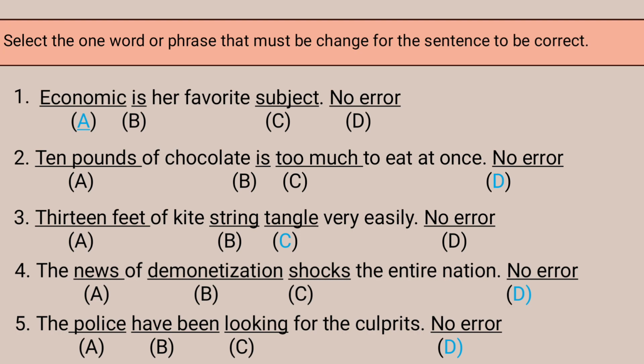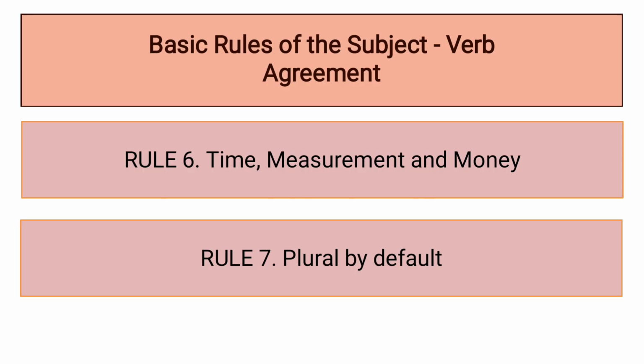That's it for today. Excellent, everyone. You were able to answer the questions. Let me remind you again of rule number 6 and rule number 7 in the rules of subject-verb agreement, which are time measurement and money, and plural by default. Exploring these rules helps us improve our understanding of English subject-verb agreement, and you will be able to write clearer, more grammatically correct sentences.